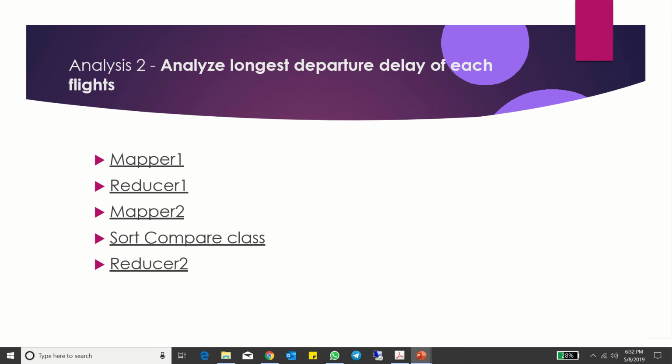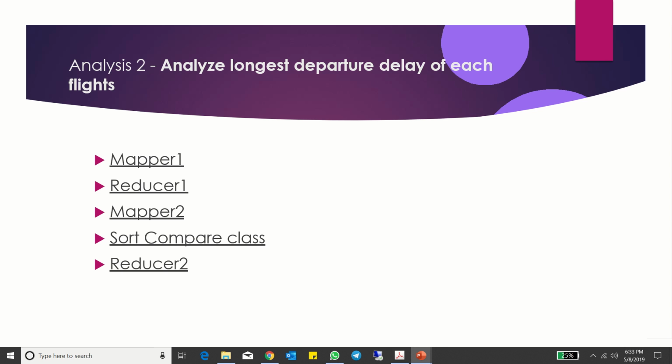Reducer 1 gets only the flight's most delayed departure delay value by comparing all the values of the key, then it writes to a temporary file which is input to mapper 2. Mapper 2 performs the reading of the temporary file and generates a key value pair using departure delay and flight number respectively from the temporary file. The sort compare class is used to sort the input to reducer 2 in descending order of key, that is departure delay, to find the top most delayed flights using reducer 2.